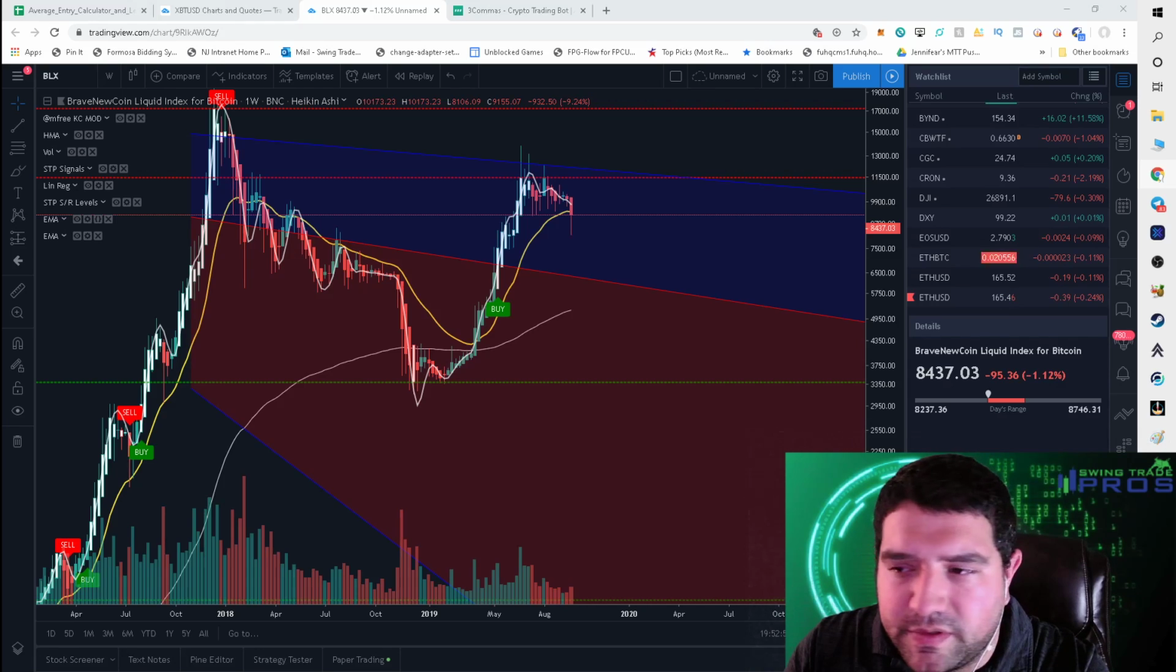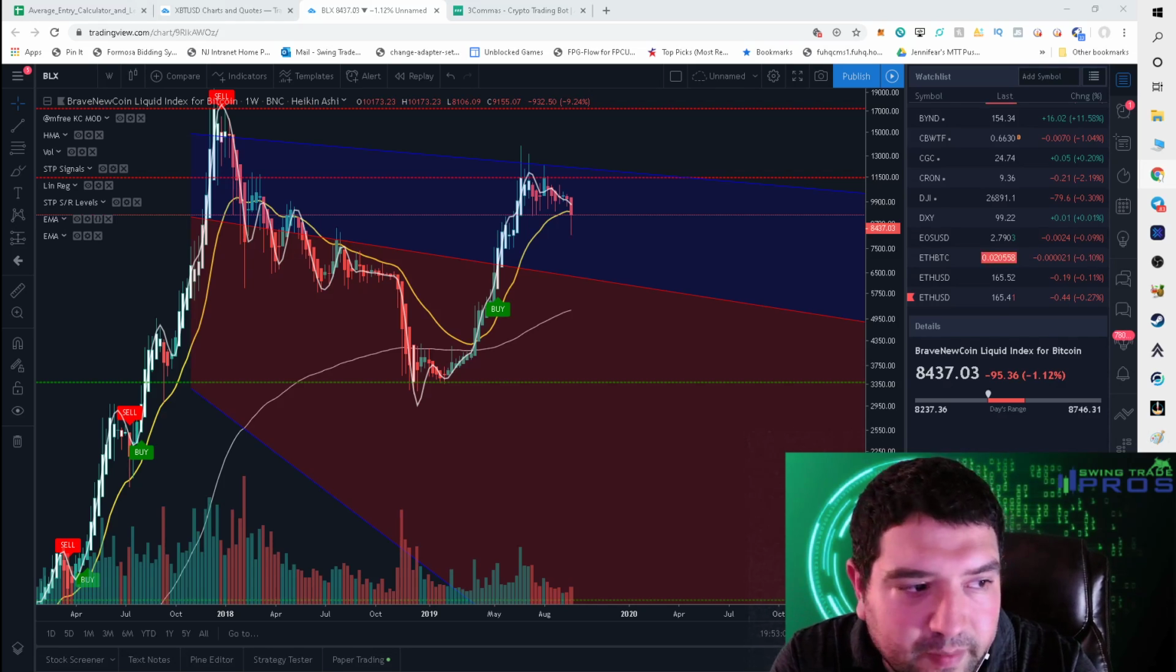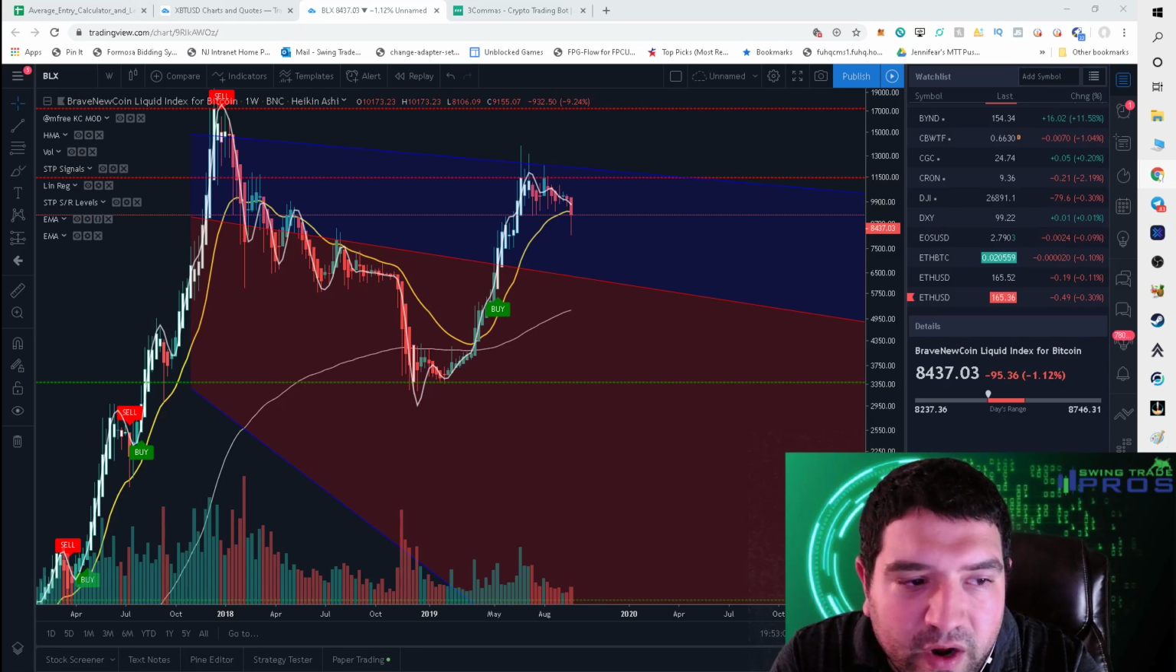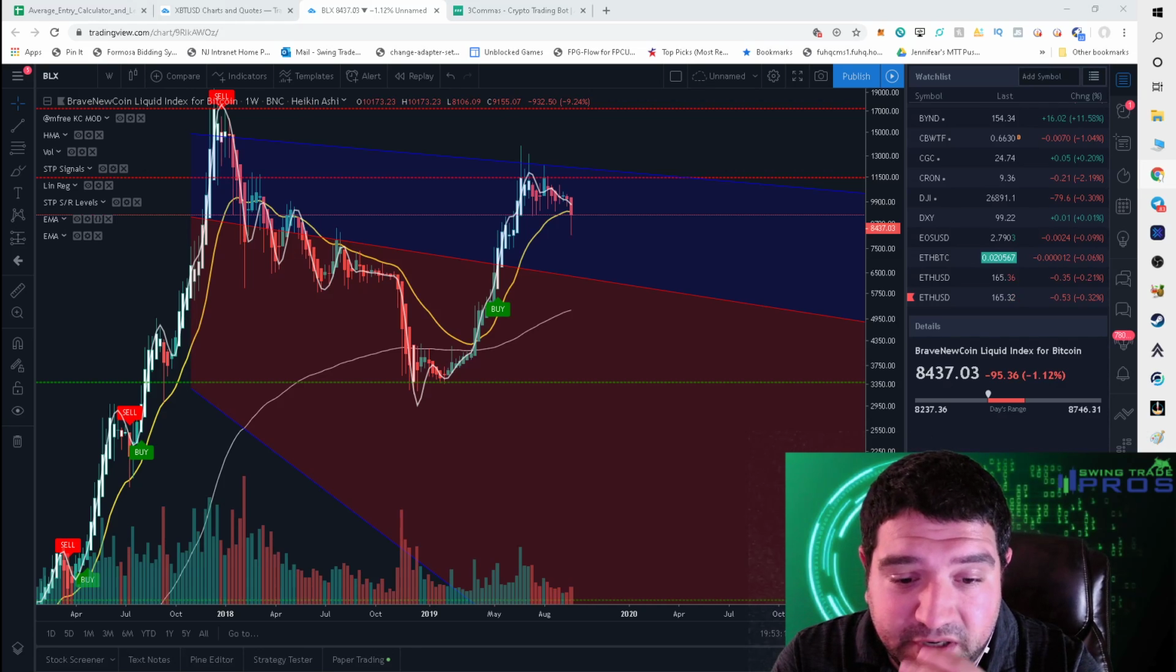Correct, Crypto Soldier. The 20 EMA also, obviously we just broke it. We were in the midst of breaking it on the weekly. We want to see Bitcoin by Sunday, for the bullish case, close above 9,400, all right? If not, we've got action down to potentially 6,500. That seems like an area of confluence, right?